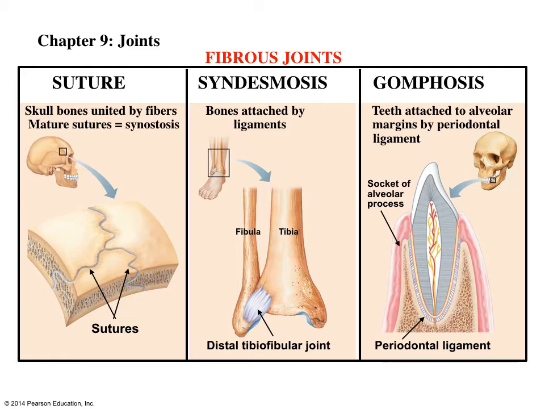Finally, we have gomphoses, in which case it's actually the teeth that are attached to the alveolar sockets of the upper or lower jaw bones via the periodontal membrane. These fibrous joints are called gomphoses. Again, teeth to the alveolar margins are joints known as gomphoses.